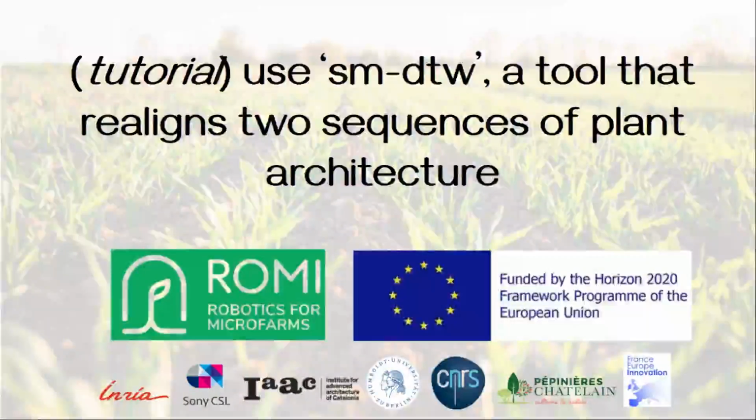Today, in this tutorial, I will present how to use sm-dtw, which stands for Split Merge Dynamical Time Warping, a tool that realigns two sequences of plant architecture. This tool was developed during the ROMI project, Robotics for Microfarms, which was funded by the Horizon 2020 program of the European Union, and which includes all the partners that you see in this first introductory slide.